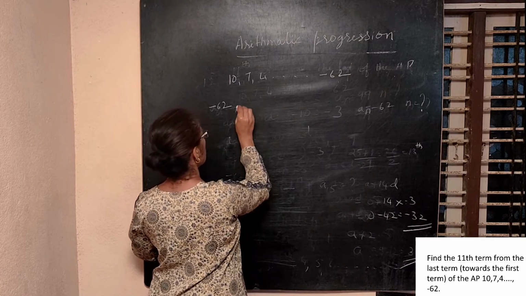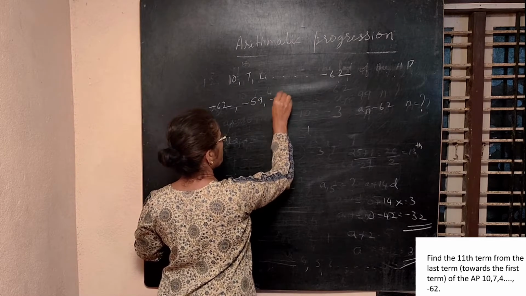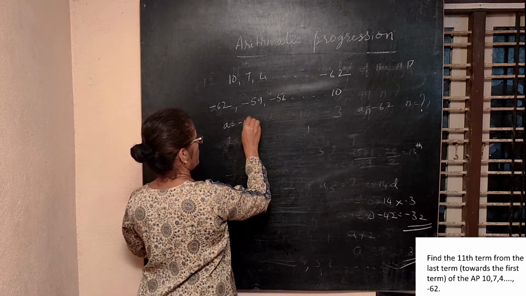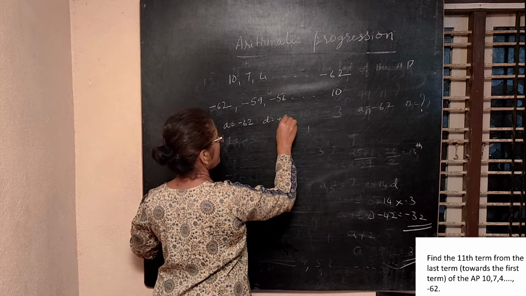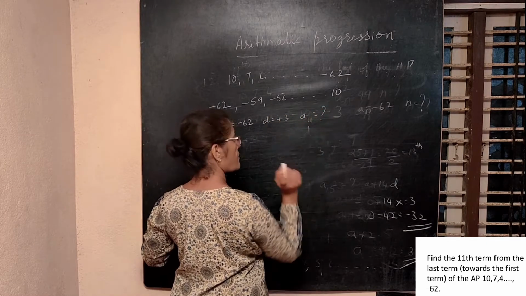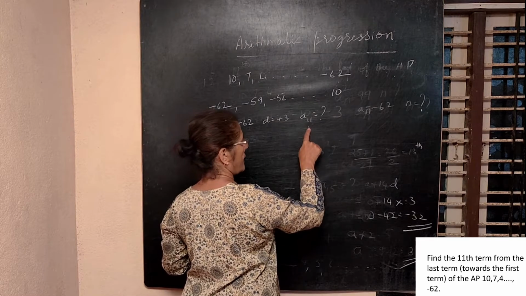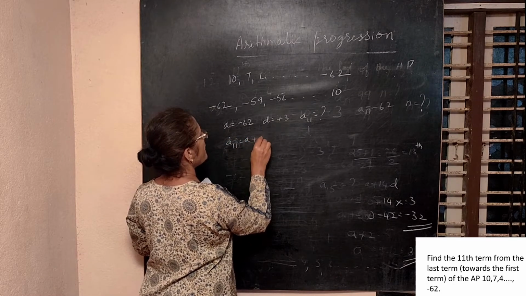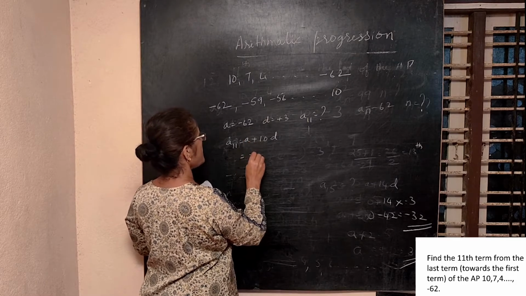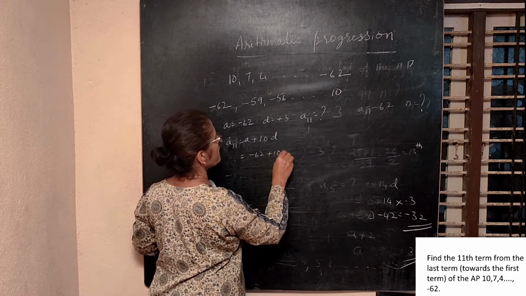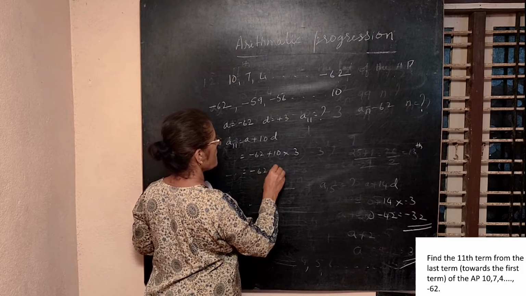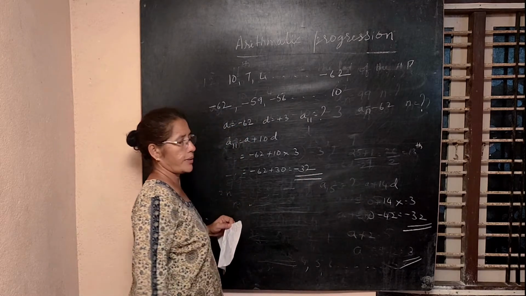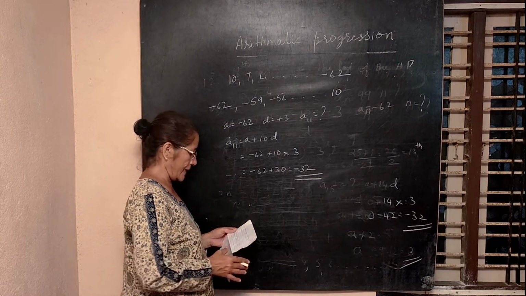So, minus 62, minus 59, minus 56 and so on till 10. So, A is equal to minus 62, D is equal to plus 3. A11 is equal to how much? This is one of the other methods to do this sum. So A11 is equal to A plus 10D, which is minus 62 plus 10 into 3. So minus 62 plus 30 is equal to minus 32. That is what you got in that method also. Whatever is easy, you do that method.